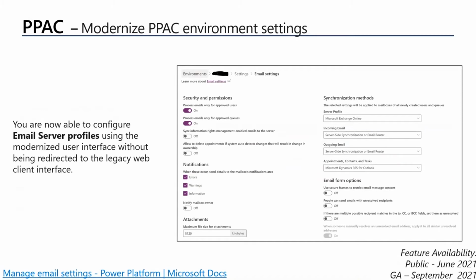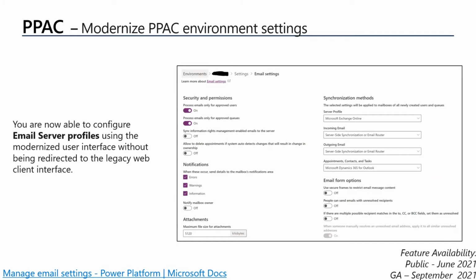So around the environment settings, for the environments that have Dataverse provisioned, you are now able to configure the email server profiles using this modern user interface in Power Platform Admin Center. So you don't need to go to the legacy web client interface, but you just access your environment settings, and then here you can configure the synchronization method.